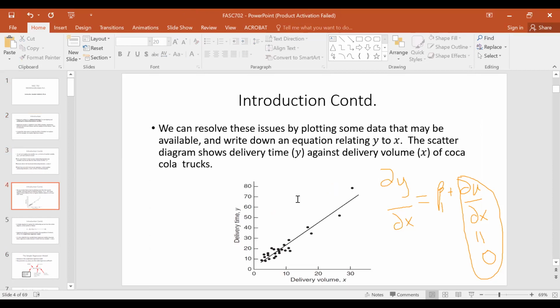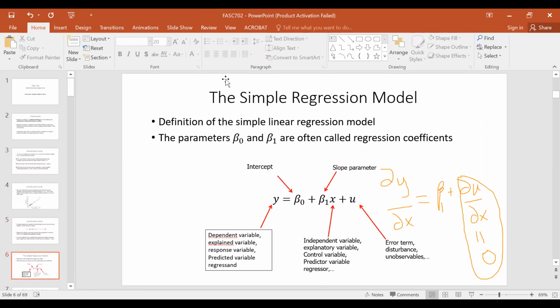Linear in the parameters. So if I were to write e to the power beta 1, I hope you are familiar with the exponential function. If I were to do this, it is no more linear in the parameters, and therefore it ceases to be a linear regression model. If I were to put this in the square root, it is no more linear in the parameters.